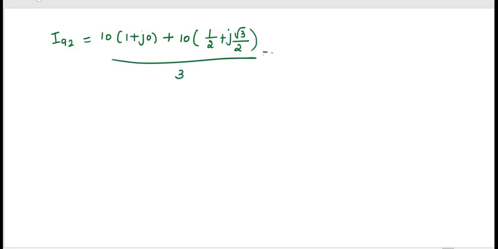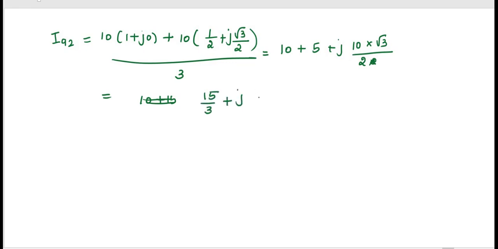Next I am going to substitute the values in the above equation. So what is the equation? IA2, the negative sequence component, is equal to 10 into 1 plus j0, plus 10 into 1 by 2 plus j root 3 by 2, divided by 3. That is equal to 10 plus 5, that is 15 by 3, plus j 10 root 3 divided by 2 into 3. So that is equal to 5 plus j 5 divided by root 3.